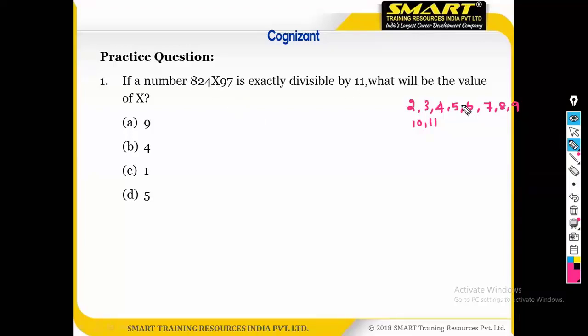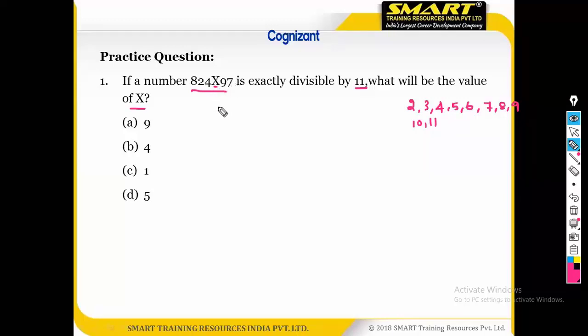So I'll teach the concepts according to the problems. If a number, see this is a number, how many digits are there? It is not a multiplication symbol, it is x. 84x97, so 6 digits are there, is exactly divisible by 11. So what will be the value of x? We need to find the digit which will come in the 100's place.